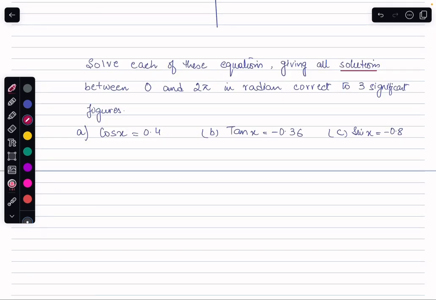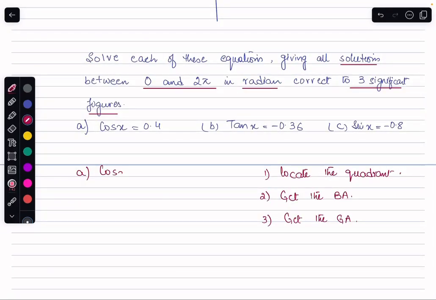So let's solve each of these questions giving all the solutions. The keyword is we have to give all the solutions between 0 and 2 pi, and our solution should be in the radian mode, correct to 3 significant figures. These are the keywords that I have underlined. So let's start working on it. The steps will remain the same. Cos of x equals 0.4.